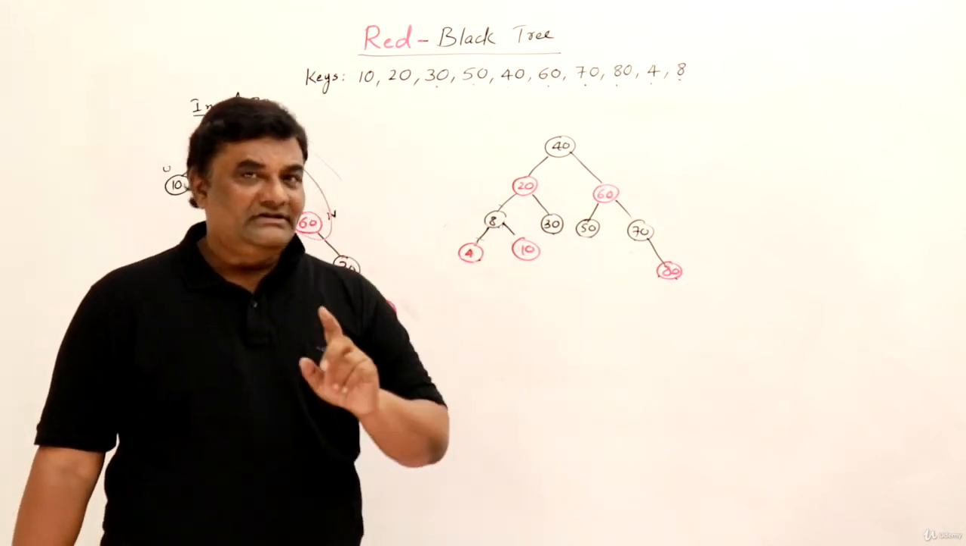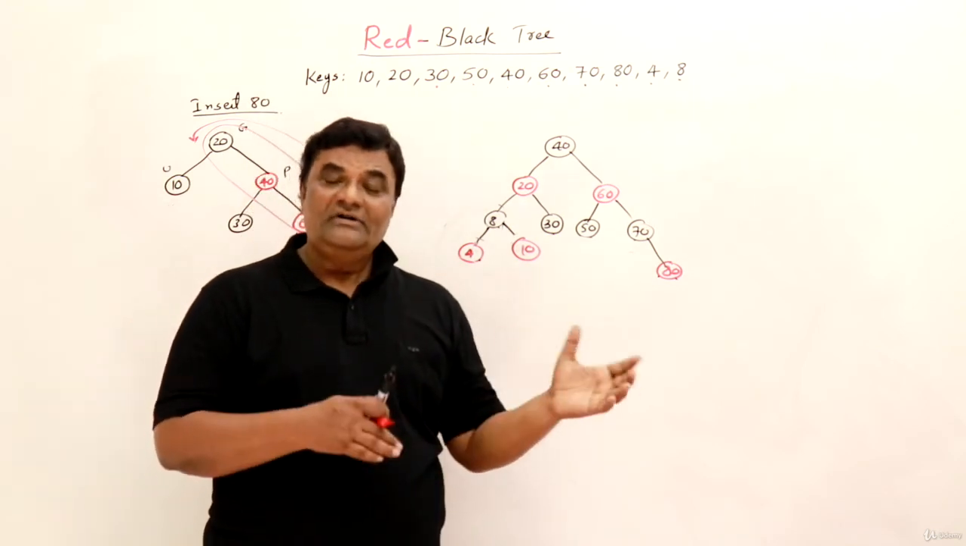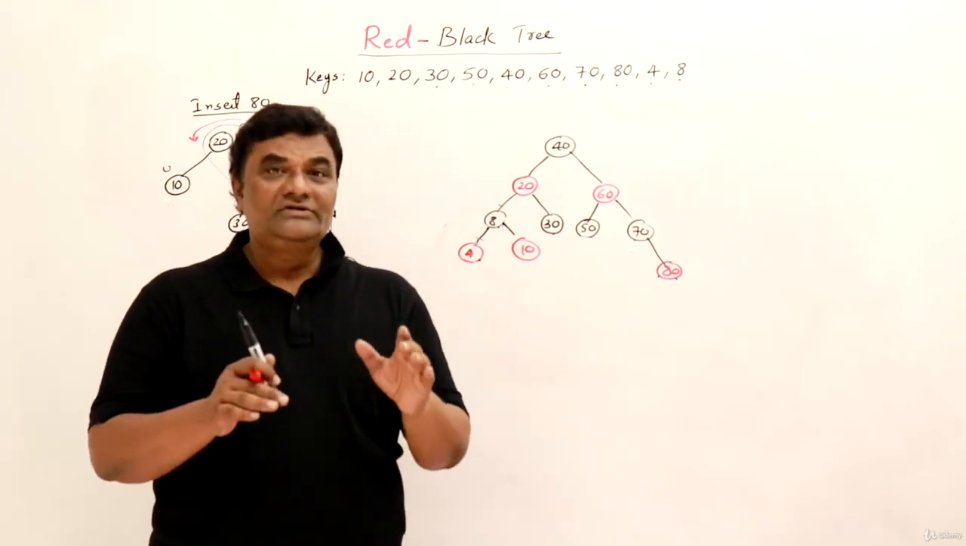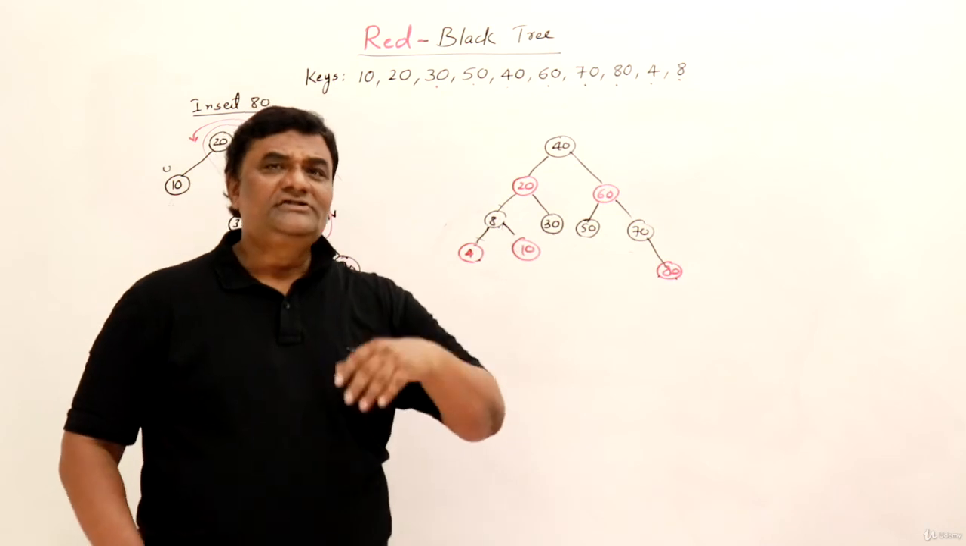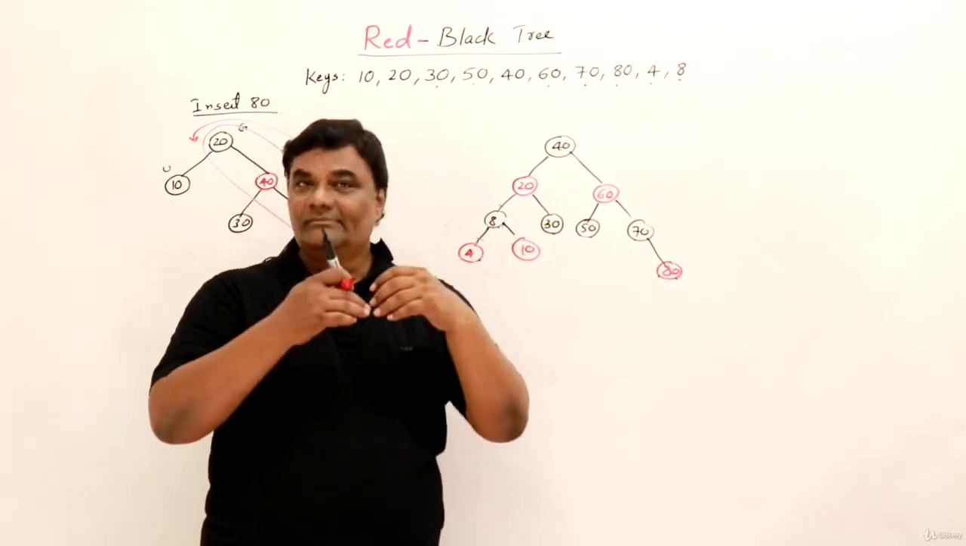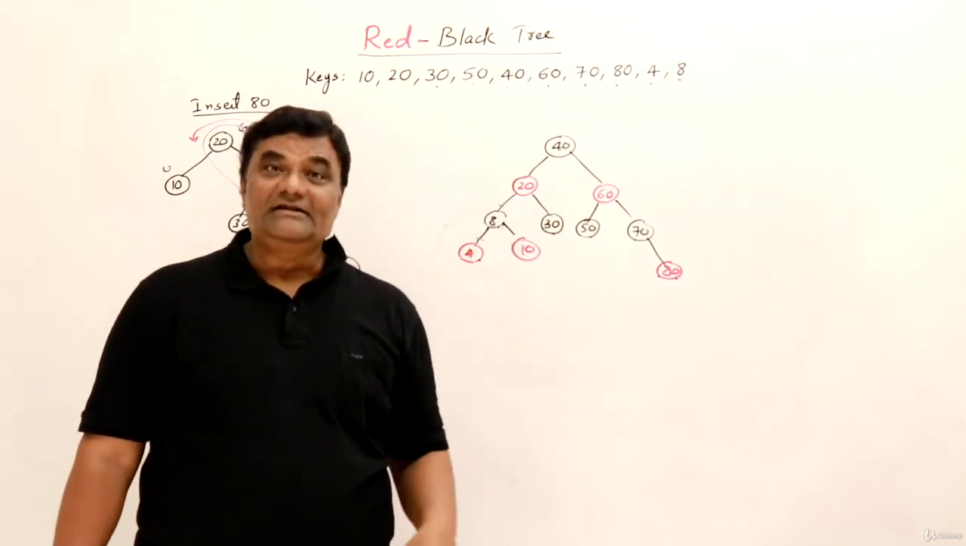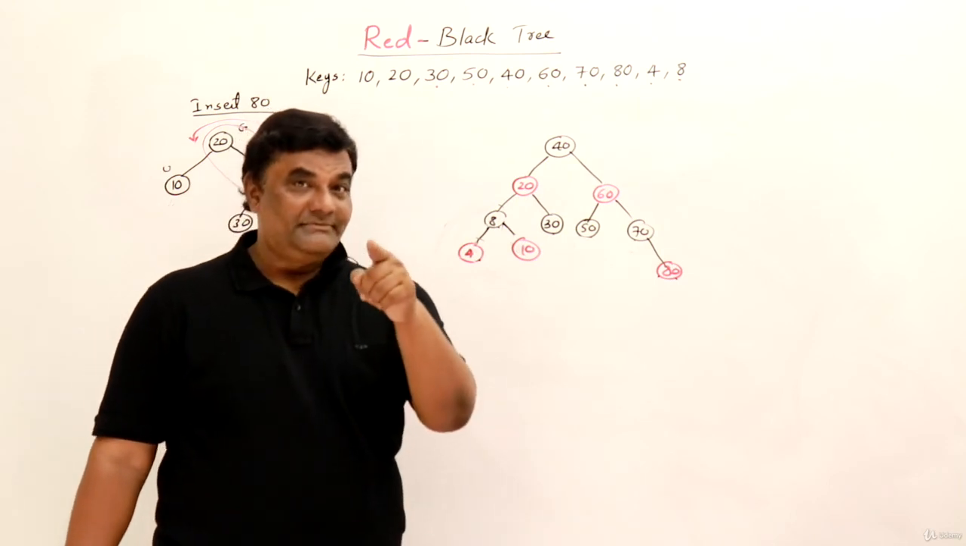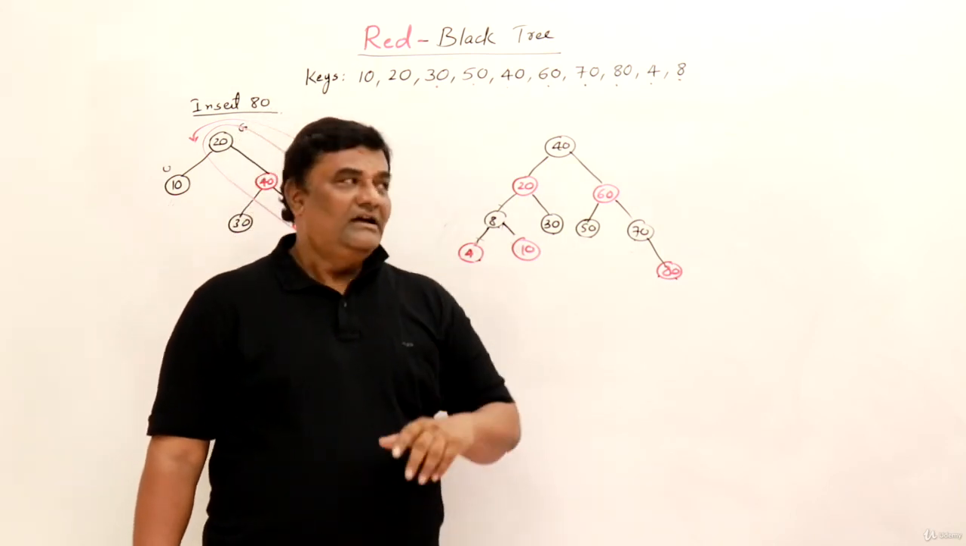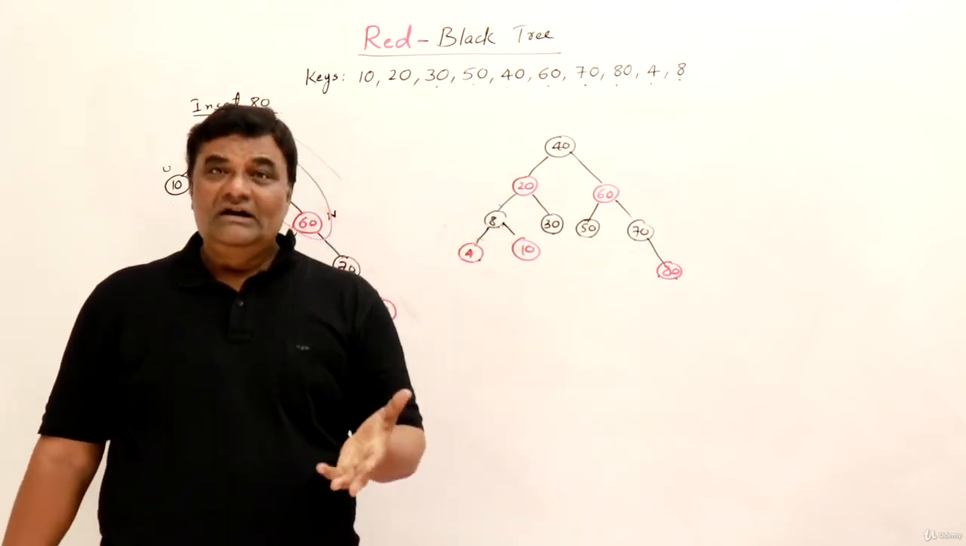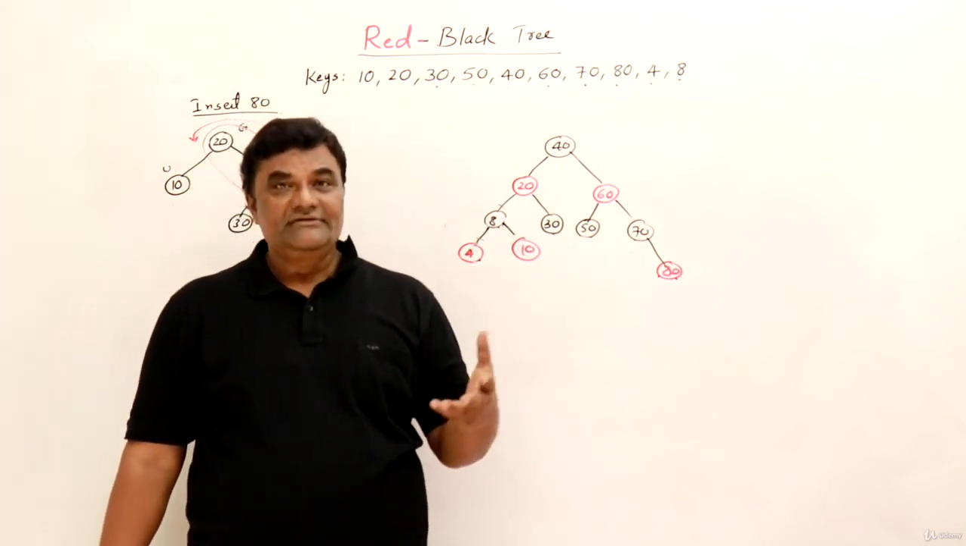That's all in this video. In the next video I will show you how it is related to 2, 3, 4 trees. And once you see that, it becomes damn easy. Red black tree becomes damn easy if you're comfortable with 2, 3, 4 trees. I'll take the same keys and I will show you how it is related to 2, 3, 4 trees.